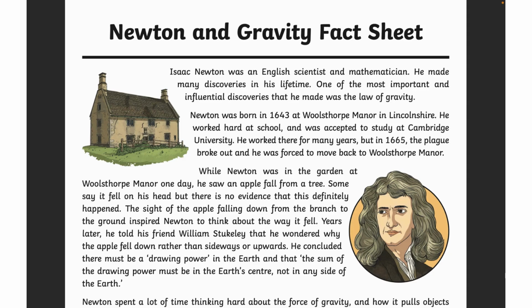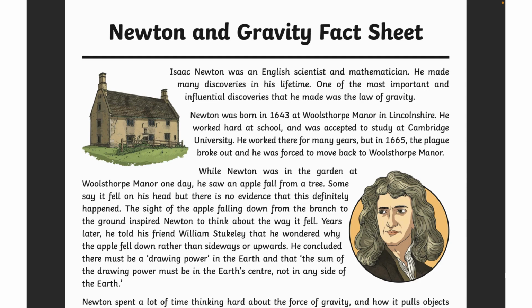Isaac Newton was an English scientist and mathematician. He made many discoveries in his lifetime. One of the most important and influential discoveries that he made was the law of gravity. Newton was born in 1643 at Woolsthorpe Manor in Lincolnshire. He worked hard at school and was accepted to study at Cambridge University. He worked there for many years. But in 1665, the plague broke out and he was forced to move back to Woolsthorpe Manor.